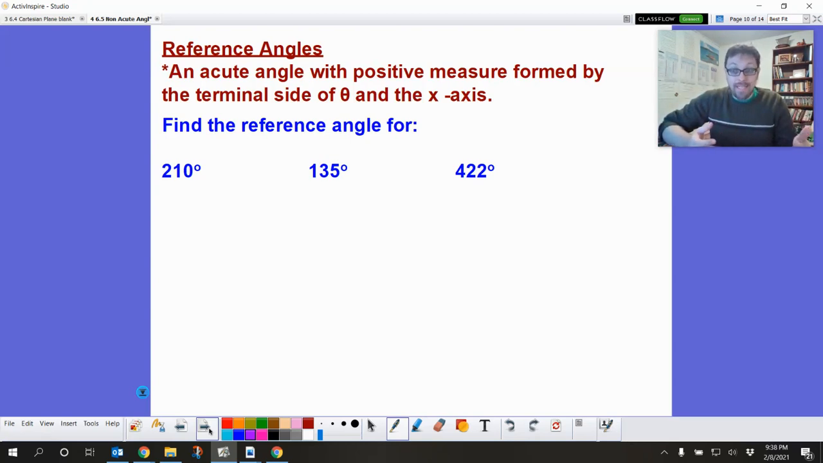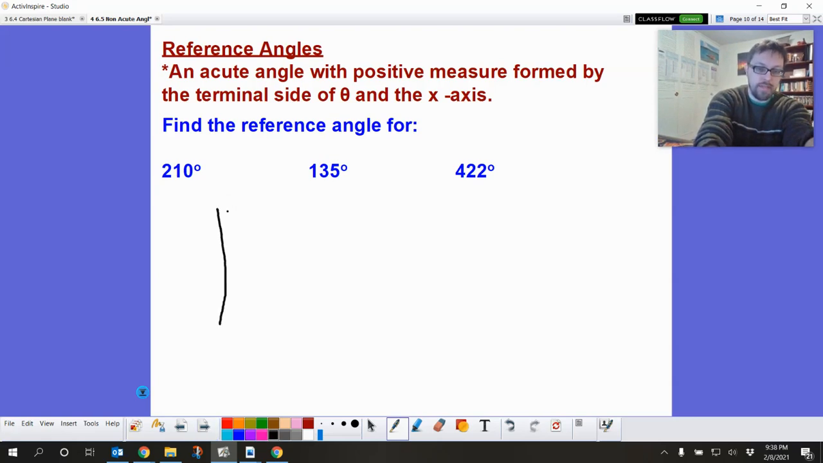If it was just an angle, it'd just be an angle. But a reference angle breaks that rule of always starting at the positive part of the x-axis. All they care about is starting at a terminal side and getting to the x-axis as fast as possible. So if I drew a 210-degree angle, a 210-degree angle would be somewhere down here in quadrant 3.